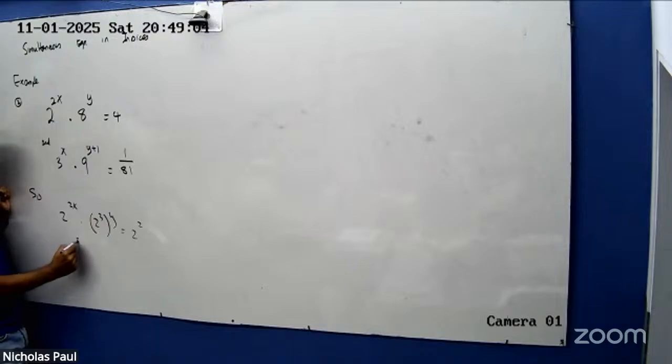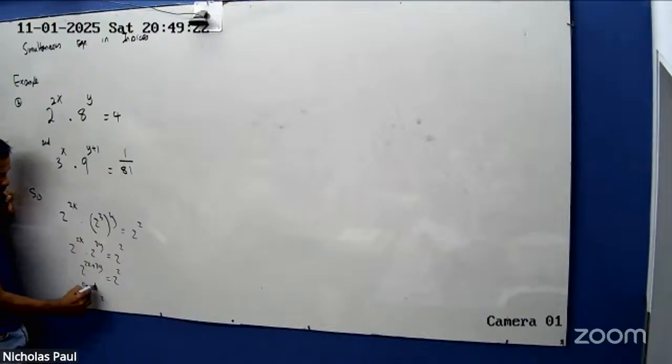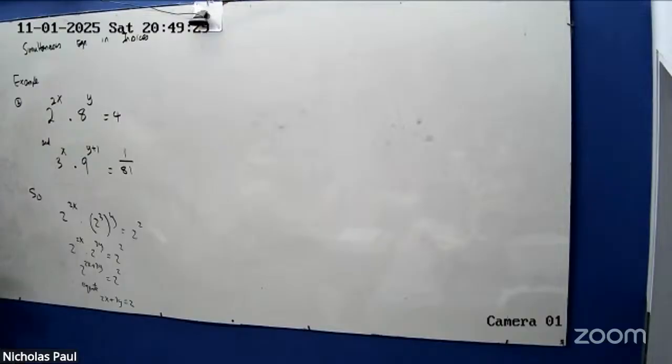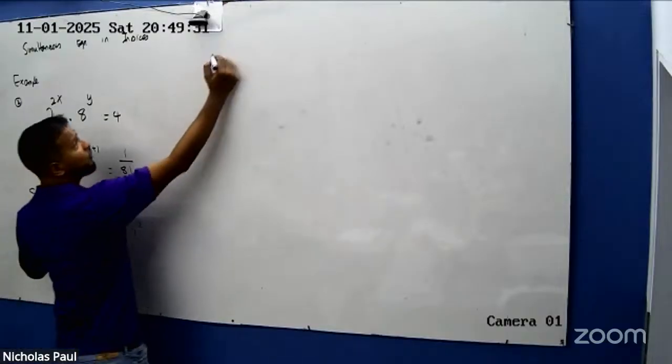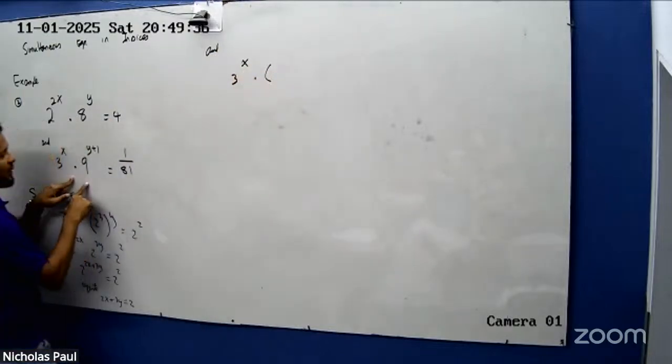So here we have 2 to the 2x by 2 to the 3y is 2 squared. Now I could add the powers here. This is 2x plus 3y is 2 squared. Everybody okay with that? Now I could equate the powers. So that's 2x plus 3y is 2. Right? Equation 1. Equation 2 now. That's 3 to the x multiplied by 9 is 3 squared.